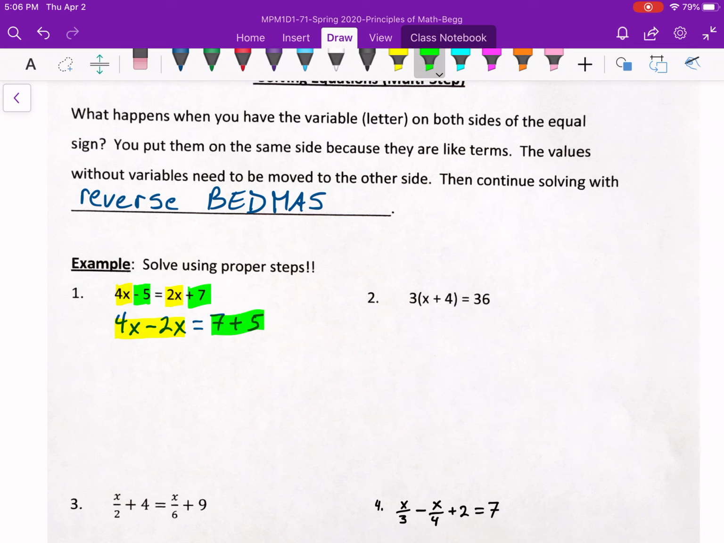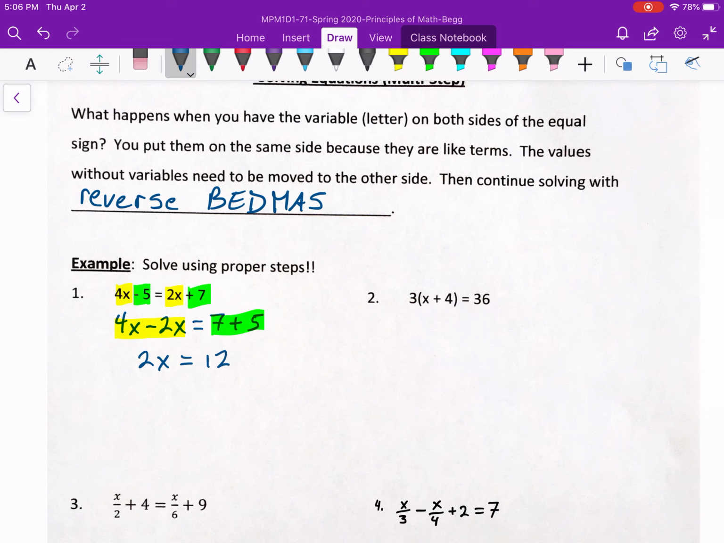So as you can see, I've highlighted the x terms in yellow. I've highlighted the constant terms in green, and then I'm just going to add or subtract them. So I got 4x minus 2x. If I've got 4 of something and take away 2 of it, I've got 2 left. I've got 2 x's left. 7 plus 5 equals 12.